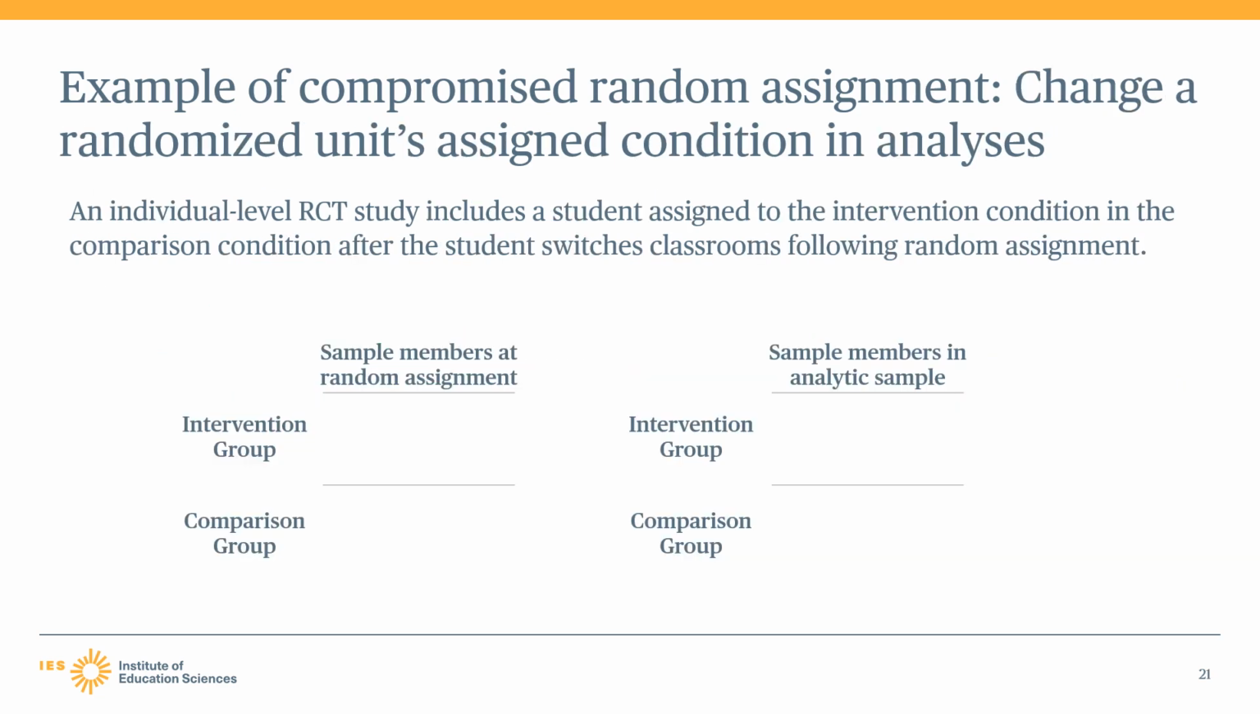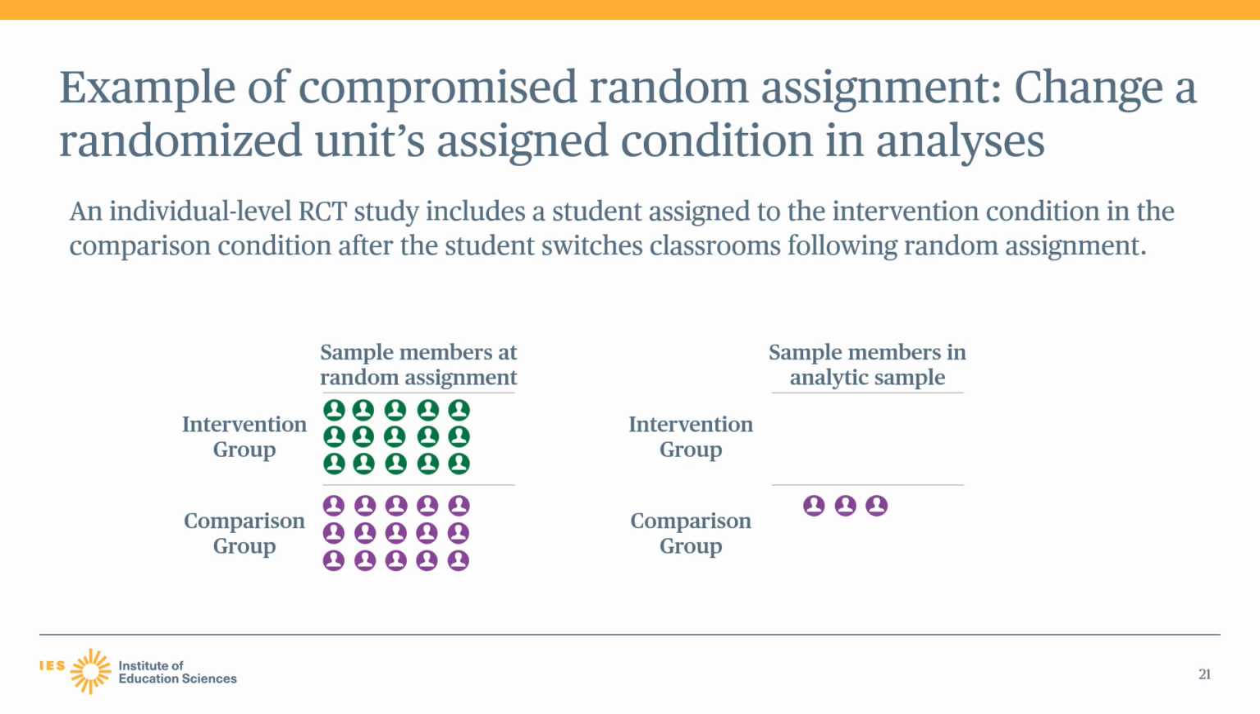Recall that the third way an RCT is compromised is if the randomized unit's assigned condition is not the same as the unit's analyzed condition. For example, consider an individual level RCT that assigns students to the intervention and comparison groups. But let's say that a student who was initially assigned to the intervention condition decides that they do not want to participate, so they ultimately do not receive any intervention services. If the researchers included that student in the comparison group during impact estimation, then the RCT is considered compromised because the study authors changed the student's assigned status from intervention to comparison.